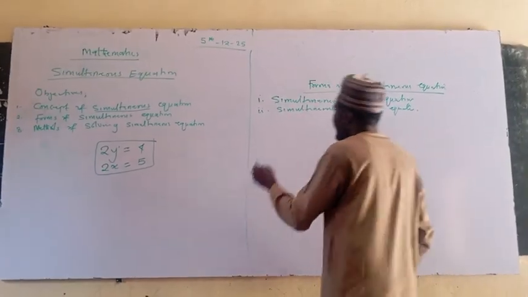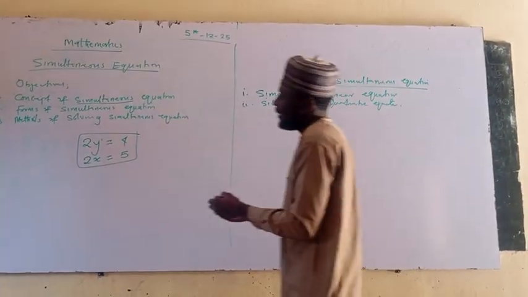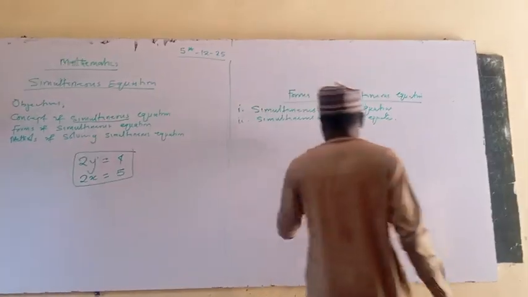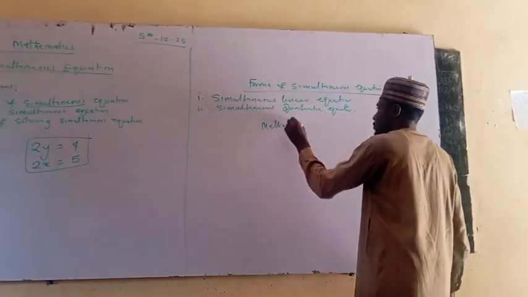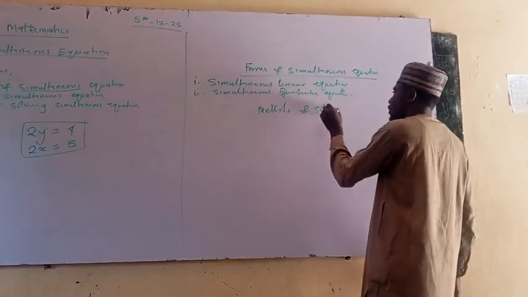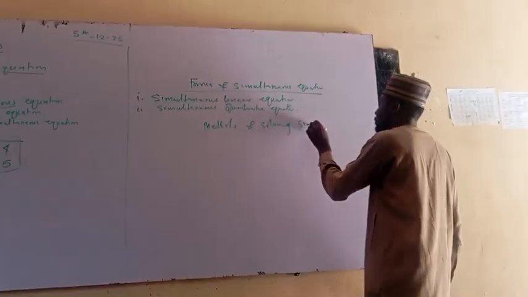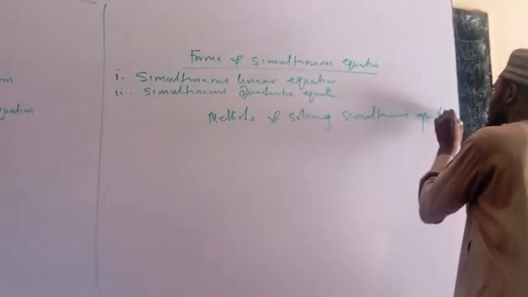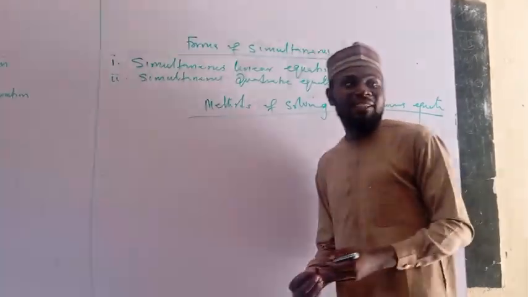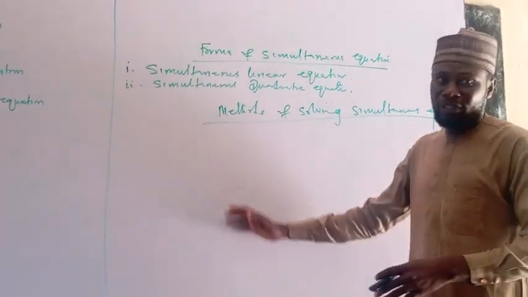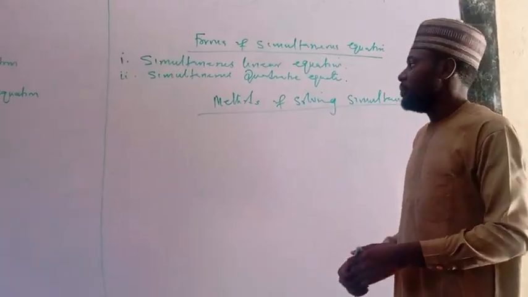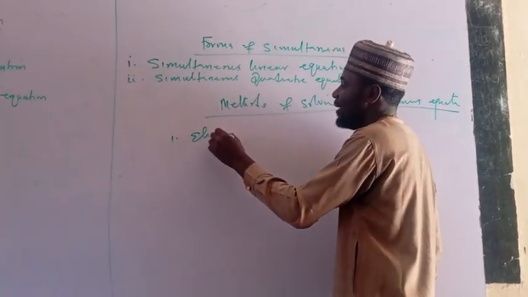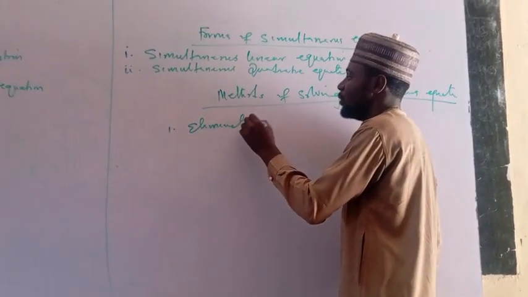Now, number three, methods of solving simultaneous equation. There are many methods, but we have, one, elimination method.